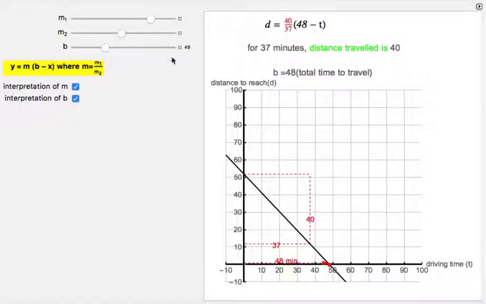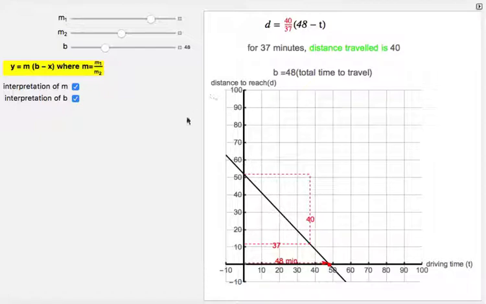So when playing with this tool over here on the left, m1 represents the numerator of m and m2 represents the denominator of m. So in this case, m1 is 40 and m2 is 37. And when you play around with this, you can change the fraction. B obviously represents this constant right here within the function.